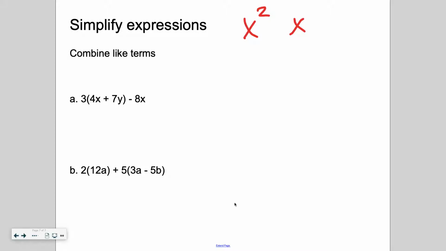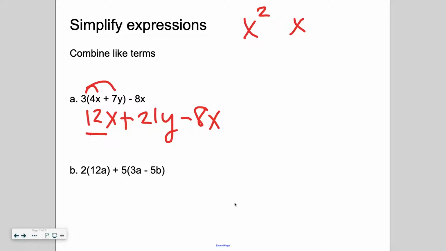What do I do first? Okay. Yep, so 3 times 4 would give me 12x. 3 times 7 is 21y. And then you just keep the negative 8x at the end. Right? So then what combines? The 12x and the 8x. When you combine like terms, you keep the variable portion and you just either add or subtract the coefficients, right?